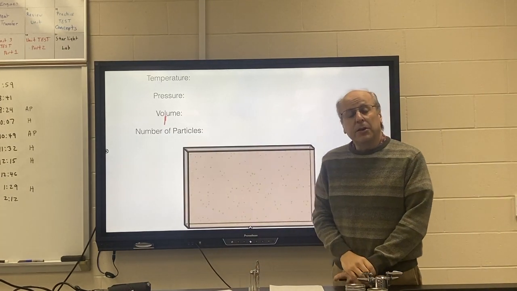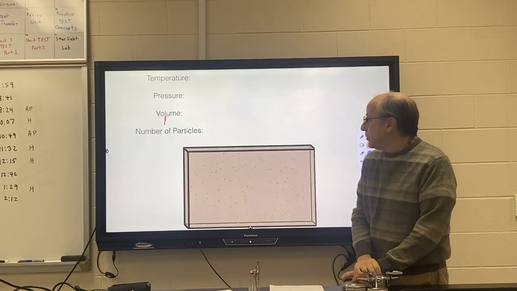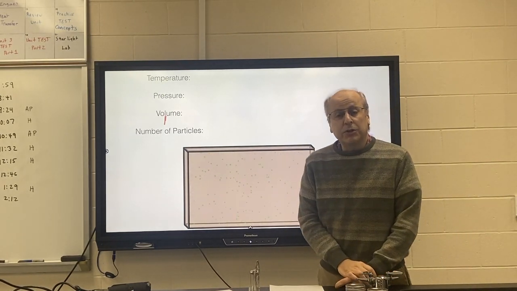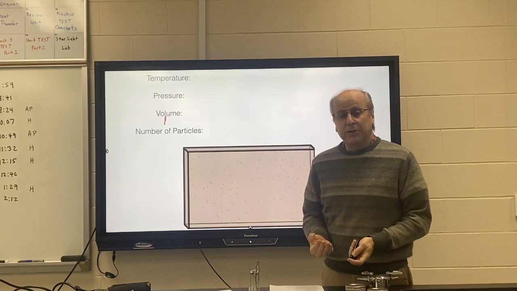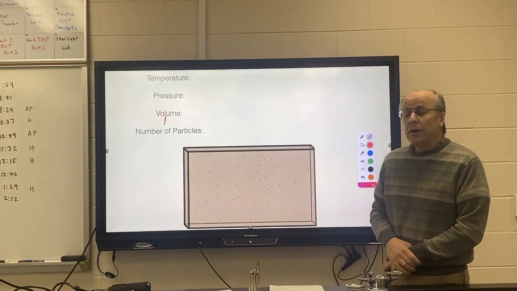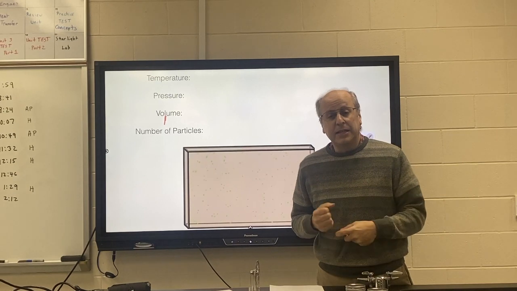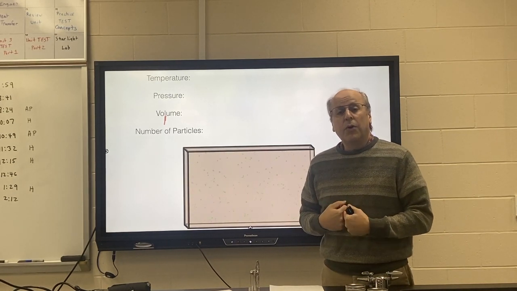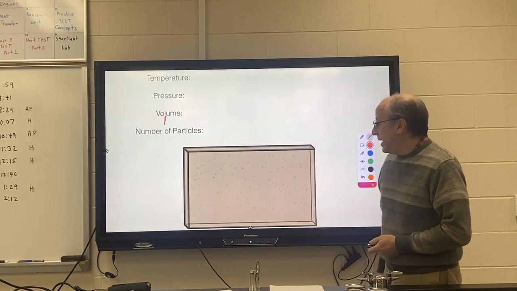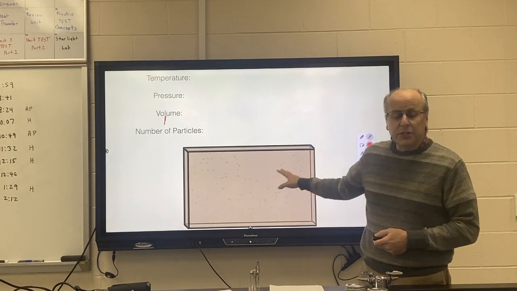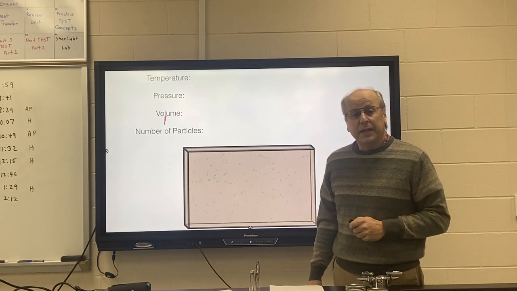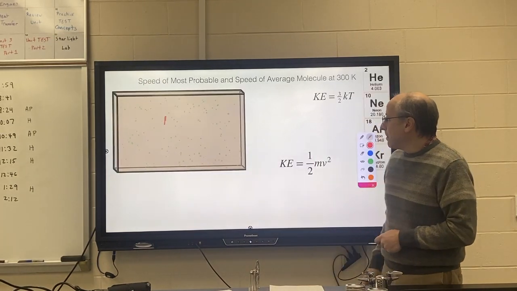Okay, some of the big terminology from the unit are temperature, pressure, volume, and number of particles. Remember, temperature should be equated with kinetic energy of the particles. Pressure should be related to the collisions that the particles make with themselves or with the walls of their container. Volume is how much space they have, and the number of particles is often given in moles.